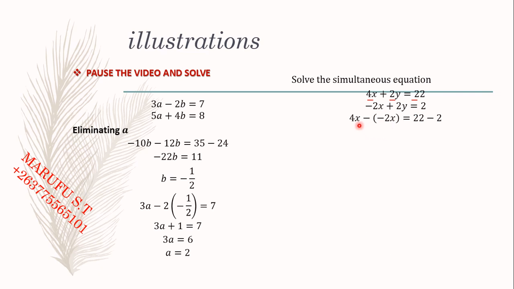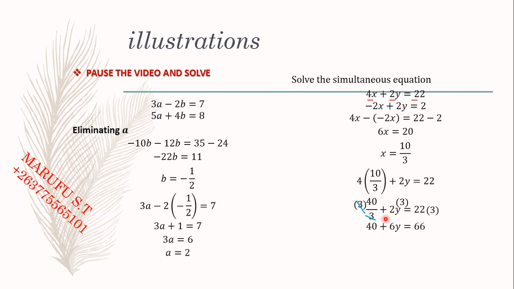I continue. 4x minus 2, here it's coming from here. 4x minus 2x is equal to 22 minus 2. So 6x is equal to 20. This is our answer. Now substituting in any of the equations, you would come to that. You would multiply everything by 3, which is the LCM. You would cancel there, and this is what you get.